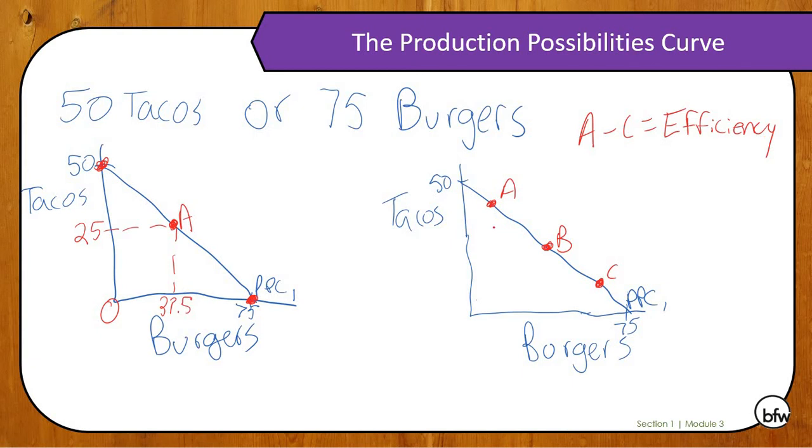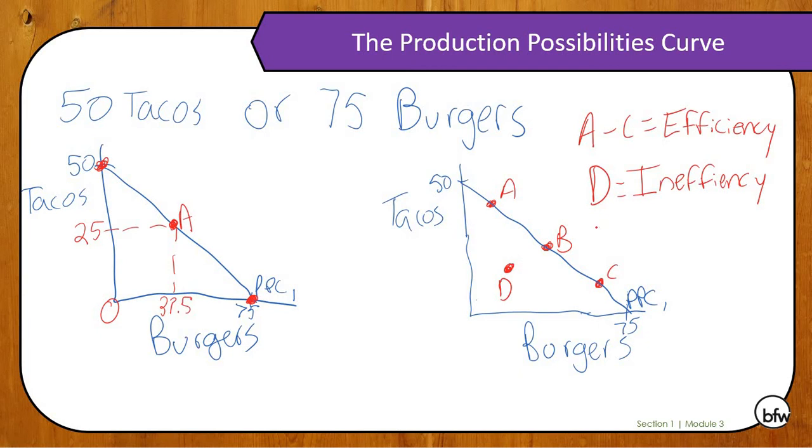Now, let's say that there is a time where they are producing inside the production possibility curve at point D. That is going to represent inefficiency. Maybe some people fell asleep on the job, maybe they didn't want to work, maybe it was a holiday, who knows? But they were not as efficient as they could have been. They were not producing to their potential.